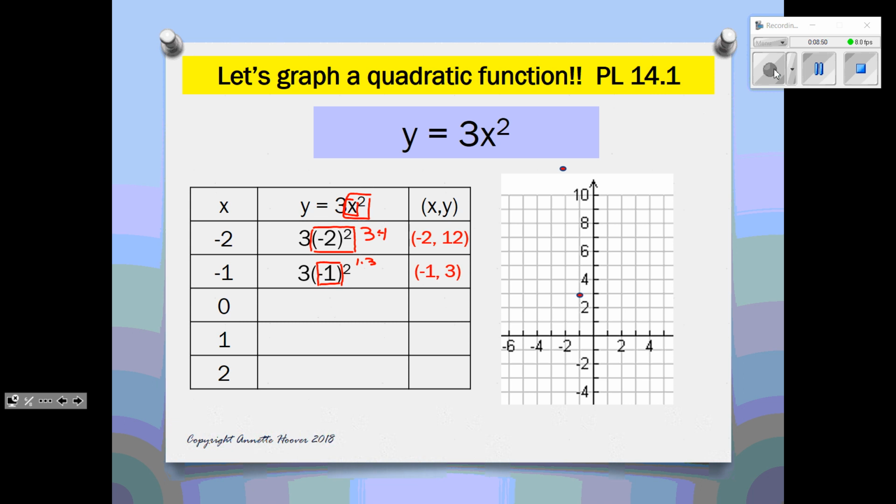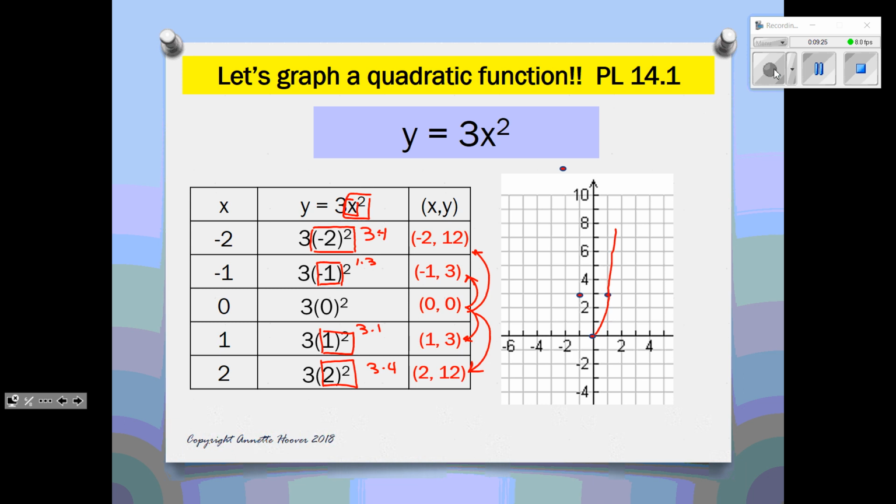If we plug in 0, anything times 0 is 0. We'll graph 0, 0. If we plug in 1, we do the 1 squared first, which is 1. That gives us 1 times 3, which is 3. So our ordered pair is 1, 3. And if we plug in 2, do the exponent first. 2 squared is 4. So we have 3 times 4, which is 12. And that's 2, 12. Again, you will see here that from the 0 we went 3, 12, and 3, and 12. And here's our parabola.